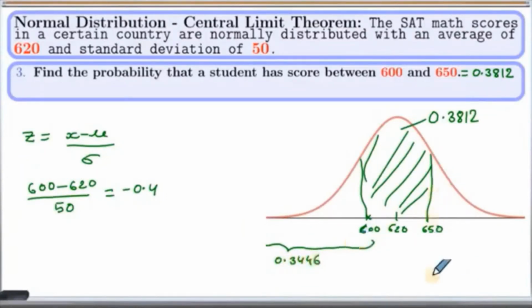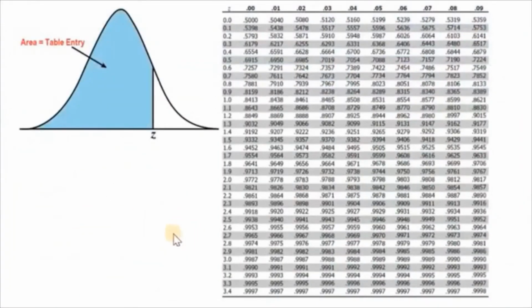Now let's find the area to the left of 650. For that, our z-score is 650 minus 620 over 50. When we do this math, we get 0.6. Now, let me pull up the table on the screen so that we can find the area to the left of 650. So, we'll be looking at the row of 0.6 and the column of 0.00.